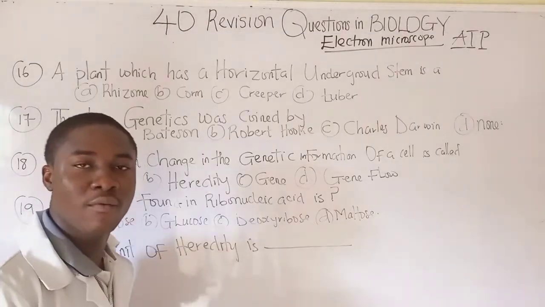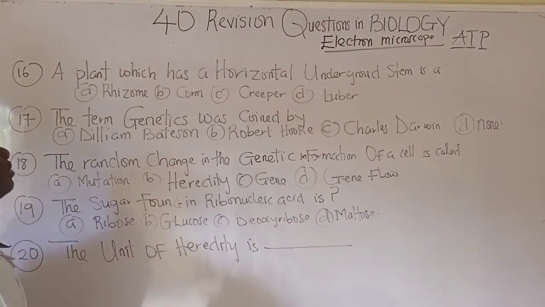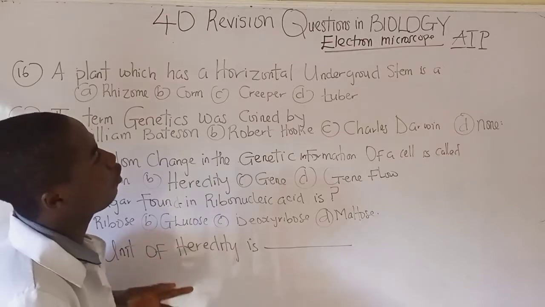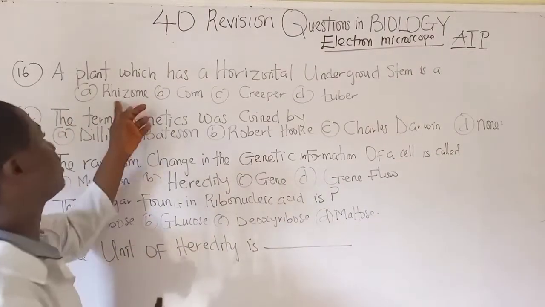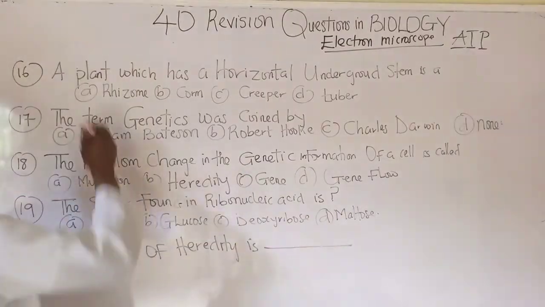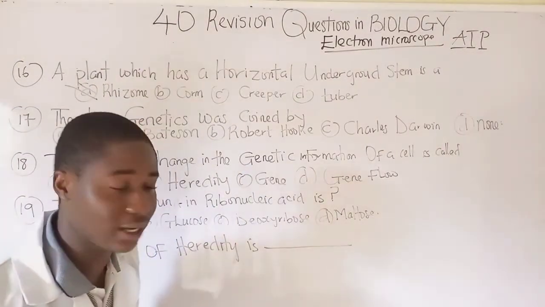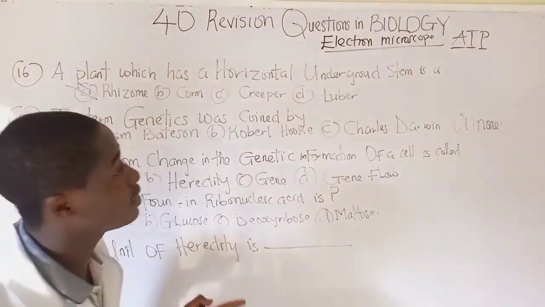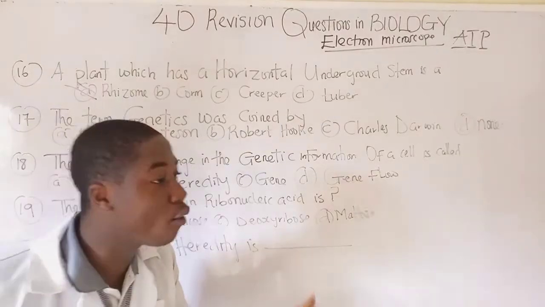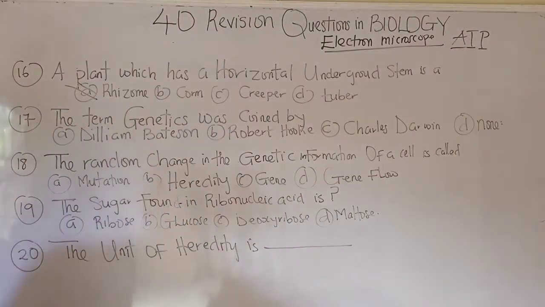Now let's quickly move over to question 16. Question 16 says a plant which has a horizontal underground stem is called a rhizome. Okay, this is the answer. It is seen in fern, and fern is a pteridophyte. So basically stems that grow horizontally underground are called rhizomes. So that is for that.